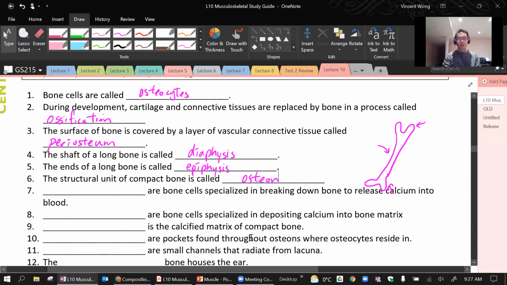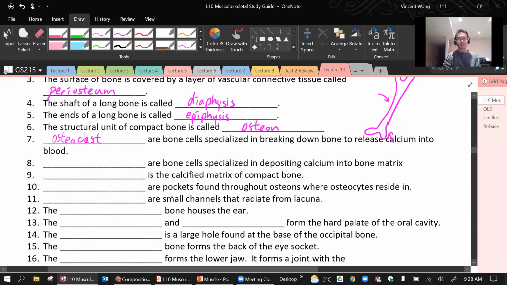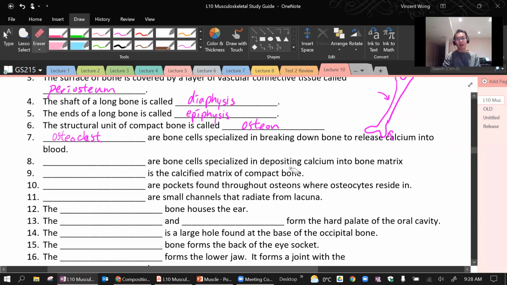Our bone cells specialize in breaking down bone. We just talked about that. That's the osteoclast. And then depositing calcium, that's the osteoblast. B for building bone. That's how you can remember it.